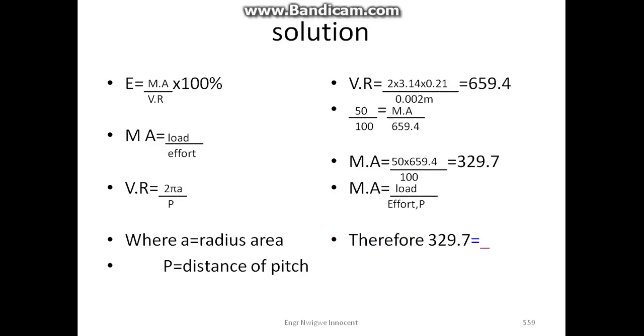Therefore, our mechanical advantage, 329.7, is equal to the load, which is 8,800, all over the effort, which is not known. Making the effort the subject of the formula, we now have 8,800 over 329.7, which will give us our effort to be 26.7 Newton.